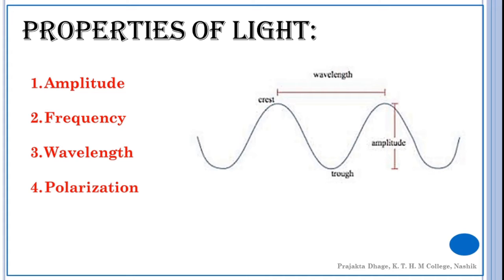Let's talk about polarization. It refers to the light wave which vibrates only in one plane at right angles to the direction of the wave of propagation. It differs from the ordinary light which vibrates in all the planes at right angles to the direction. Okay, so these are all the properties of light.